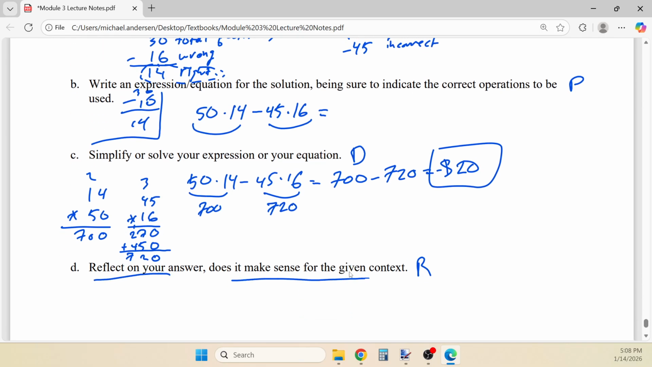Reflecting on the answer, does it make sense given the context? Well, there are a few ways we can do this. So we see that they missed more questions than they won. We see that even though you gain a little bit more money for winning a question than you lose for missing a question, you do see that they're fairly close.